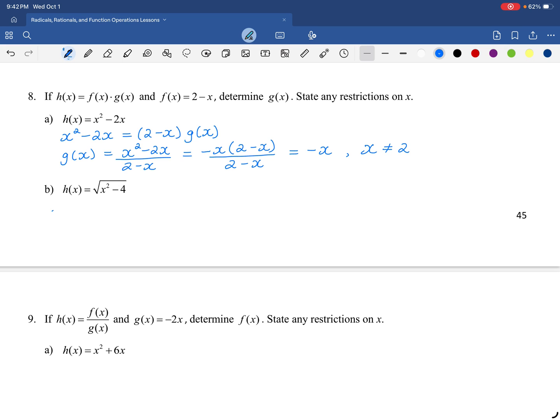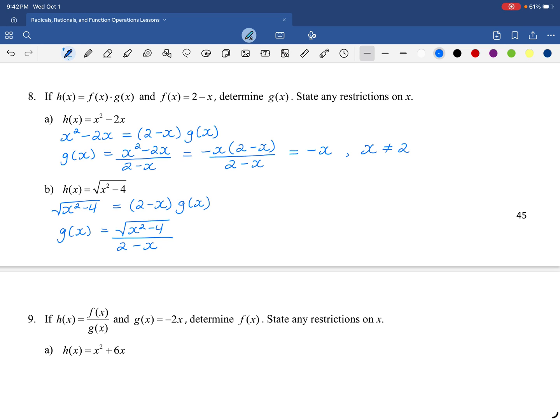Okay, and what about this one? So now h of x is the square root of x squared minus 4. This is equal to f, which is 2 minus x, multiplied by g. Okay, so therefore what is g? G of x is going to be this radical, the square root of x squared minus 4, divided by this linear function, 2 minus x.